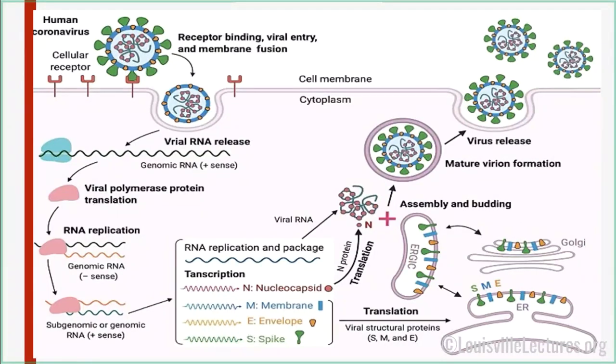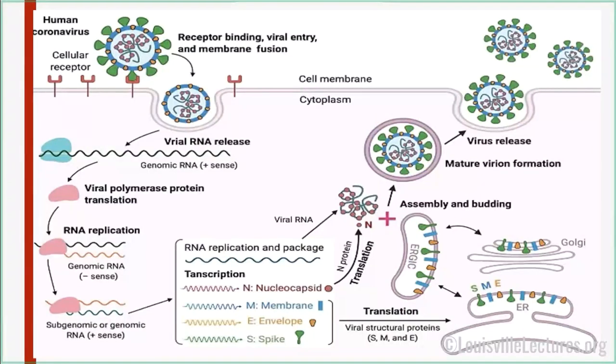Now, at the ribosomes, this RNA gets translated. The first protein that actually gets made is a protein called an RNA-dependent RNA polymerase. Now, this RNA polymerase does read and produce more RNA that will be the genetic material for future viruses. In addition, there are codes for other proteins that make up the entire virus. There are spike proteins, along with envelope membrane proteins and nucleocapsid protein. Now, these all get assembled.